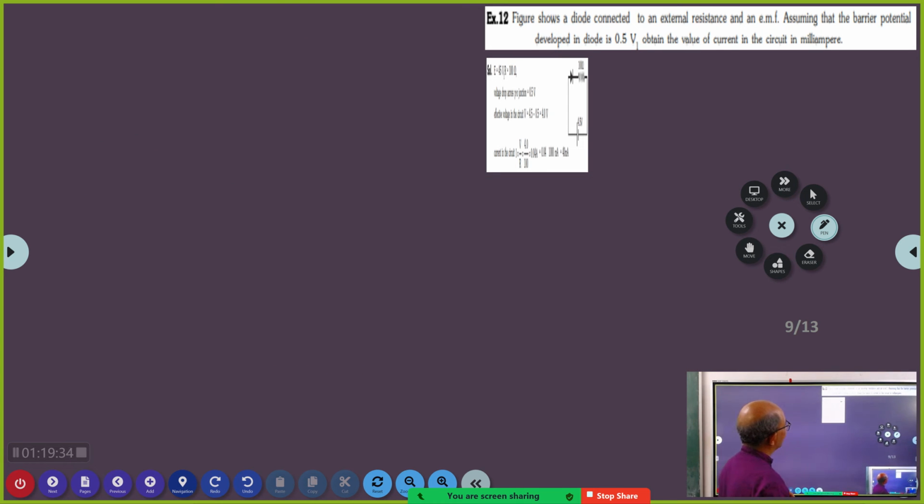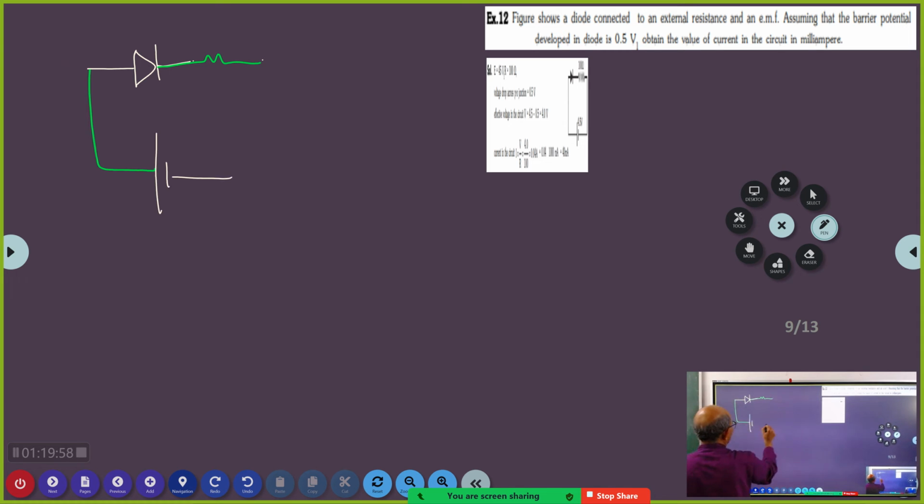Figure shows a diode connected to external resistance and an EMF. Assuming the barrier potential developed in the diode is 0.5 volts, obtain the value of the current in milliamperes. So the circuit is like this: the diode, then the resistor, and then the supply. This is 4.5 volts, and the resistance is 100 ohms.